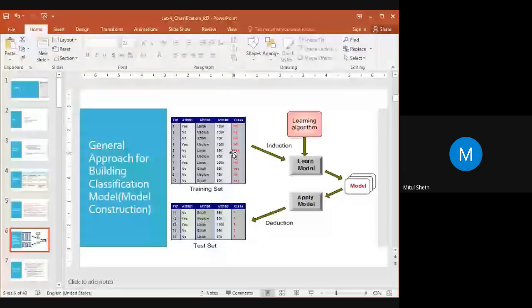We are just dividing our data into two parts, or we have two types of data. One is the training data and one is the testing data. We are providing training data to our classification model, and it learns how your system works or what type of data are there. Based on the learning algorithm it generates one model.